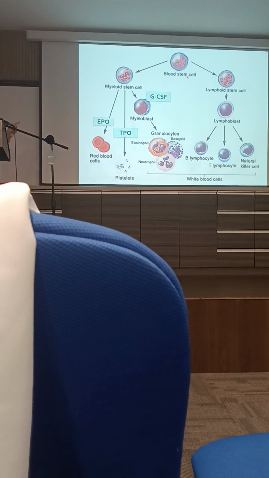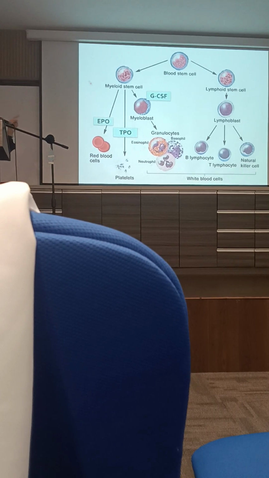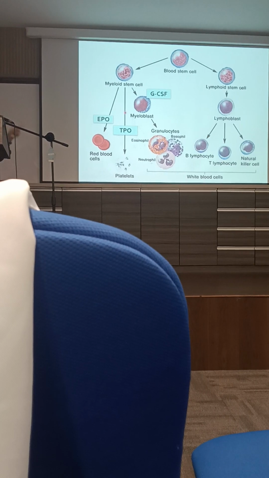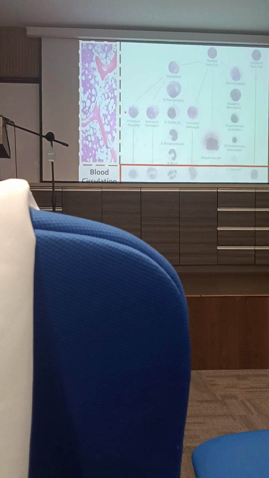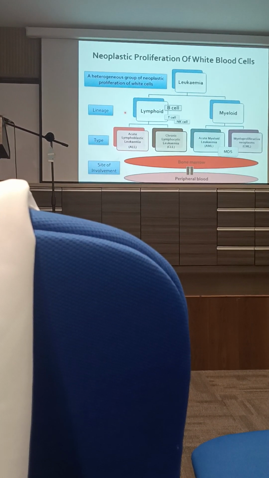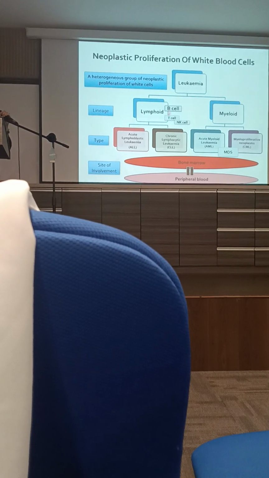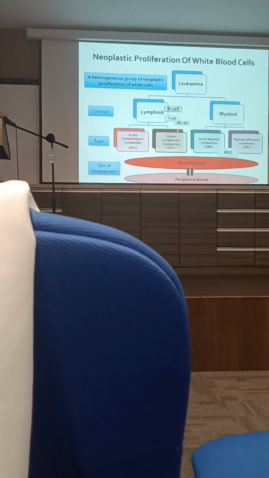Whether you follow a lymphoid line or a myeloid line, a lymphoid program or a myeloid program, that is what lineage means. Lineage is whether you are a lymphoid or a myeloid. If you are a lymphoid, you have another two programs: either you are a B cell or a T cell.